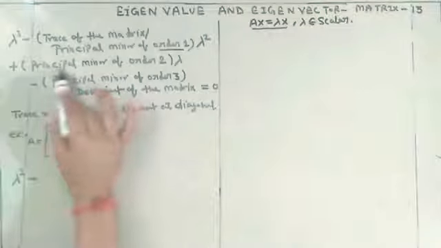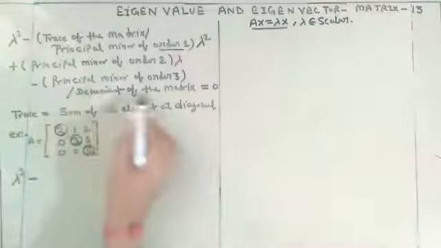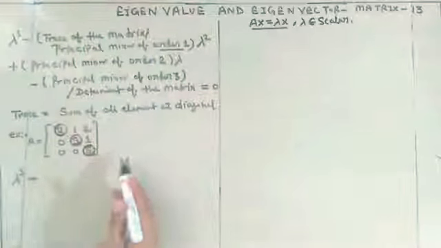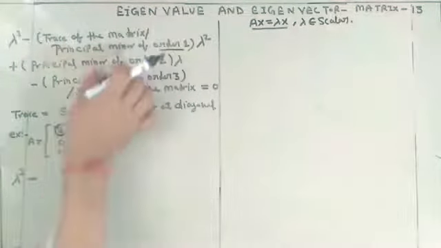Then I will explain principal minor of order 2, and principal minor of order 3, or determinant of the matrix is equal to 0. That is the basic formula to find the eigenvalues. So we have taken this example, and by this example I will explain it to you.